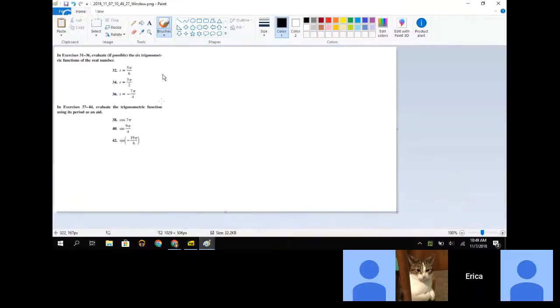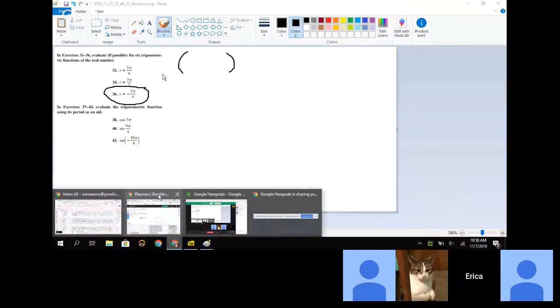Okay. It says, for number 36, evaluate if possible the 6 trigonometric functions of the real number. We're going to do number 36, okay? So the first thing that we have to do is figure out what coordinate negative 7 pi over 4 is at. So where is negative 7 pi over 4?